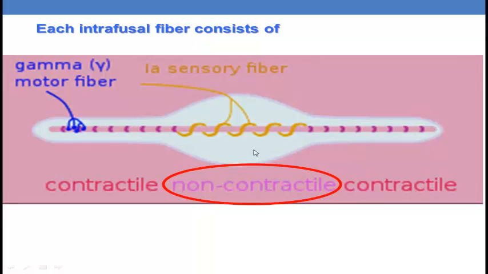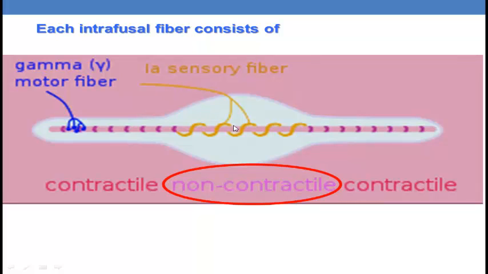The central non-contractile part represents the sensory part of the muscle spindle, and it is innervated by a sensory fiber. So this is the site of reception. Actually, this is the site which informs the spinal cord that there is a stretch in the muscle.